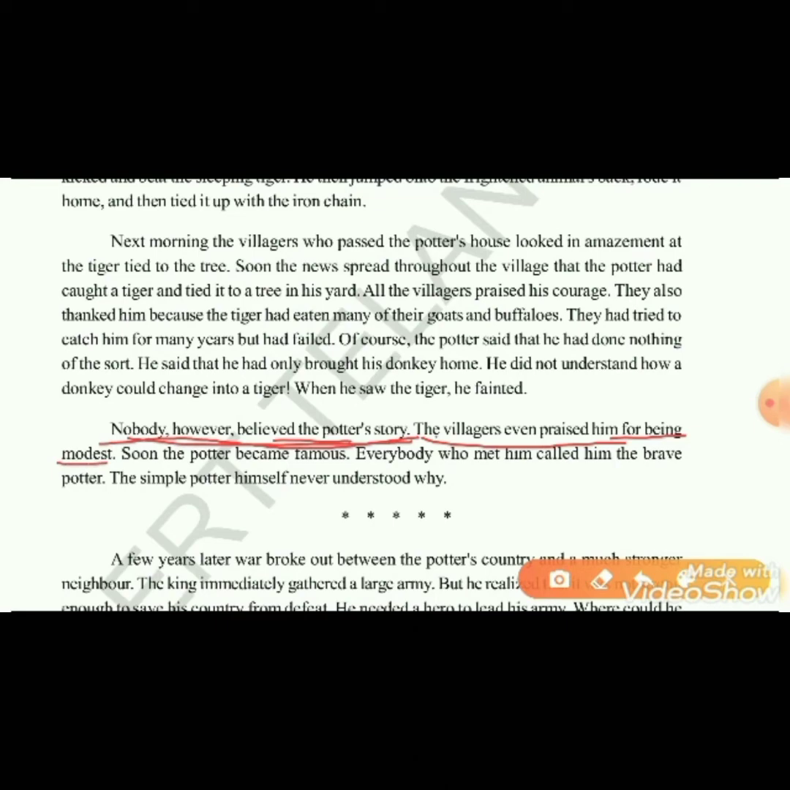The villagers even praised him for being modest. Modest means simple. And the villagers were really praising him and thanking him, and they all admired him because he was telling that, no, I only brought my donkey, I did not bring the tiger. They regarded this hero, this great, powerful man who brought a big tiger, but still you see, he is not telling that, hey, I captured a tiger, I am the hero. He is not telling like that. He is simply saying that, I only brought my donkey. And people were appreciating his modesty.